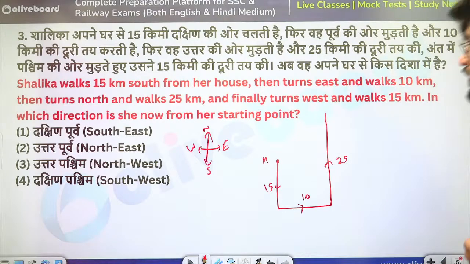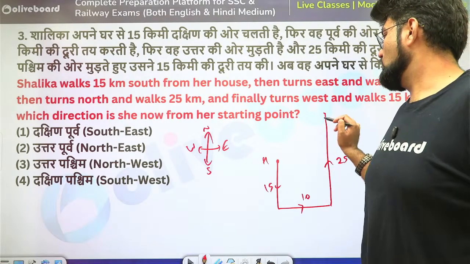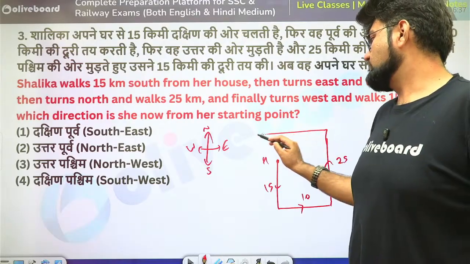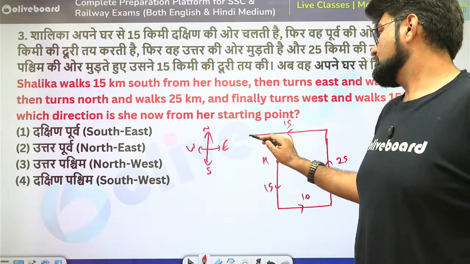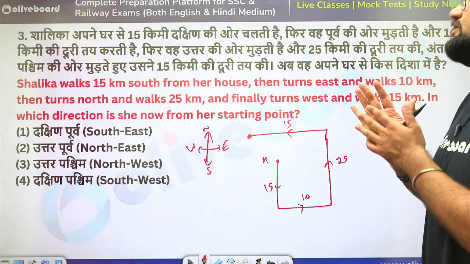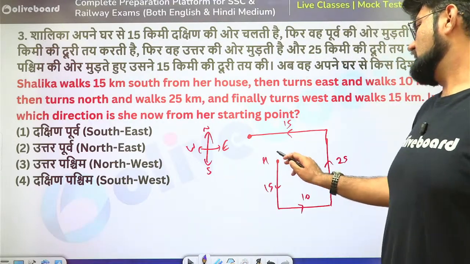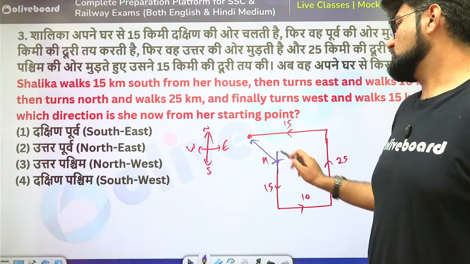Finally turns west and walks 15 kilometers. 15 means she's already going this 10. And she's going 5 more. But the question is now asking you in which direction is she now from a starting point. So very easy question now. So she's right here and starting point, which direction is she now?